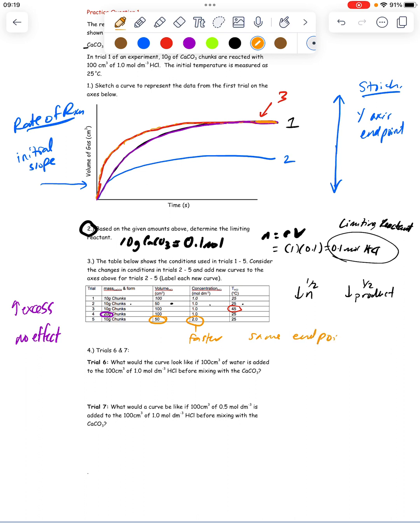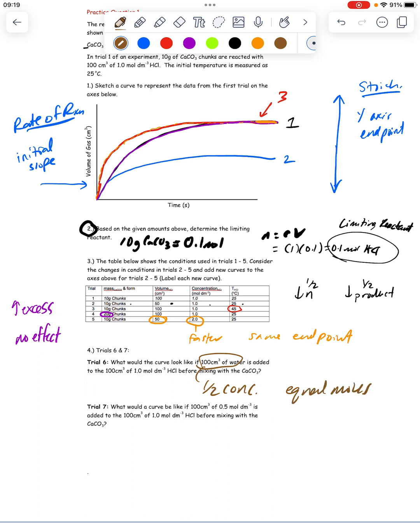And then let's see, there's a couple more questions down here. Trial 6, what would the curve look like if 100 cm³ of water is added to the 100 cm³ of HCl before mixing with the calcium carbonate? Well, by adding 100 cm³ of water, you would dilute it. So adding this would make half the concentration, but equal moles.